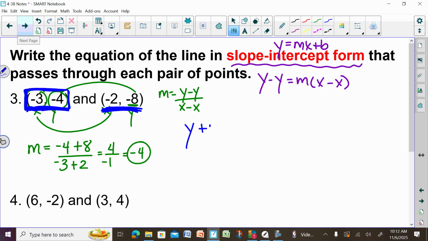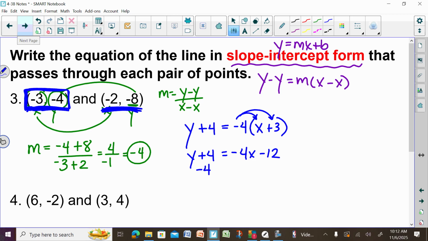Y minus a negative 4 becomes plus 4. Plugging in the y value equals slope negative 4. And then x minus a negative 3 becomes plus 3. So just go back and I redo everything we already did. I'm going to distribute the negative 4 through. So y plus 4 equals negative 4x minus 12. I got to get rid of this plus 4 over here by the y. It goes with the negative 12. They are like terms. So the 4's cancel. Y equals negative 4x minus 16.